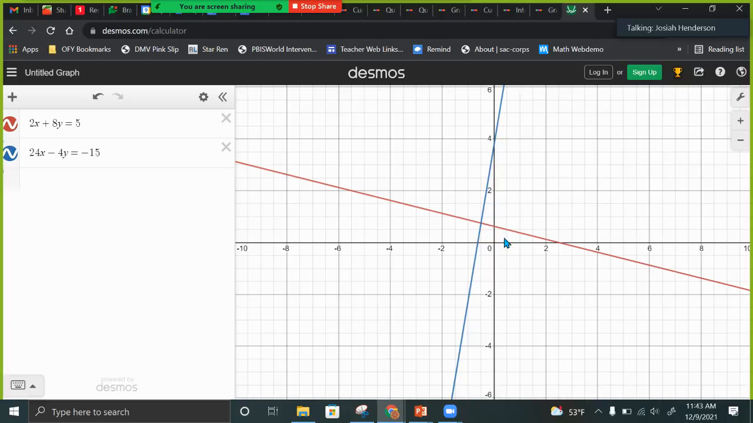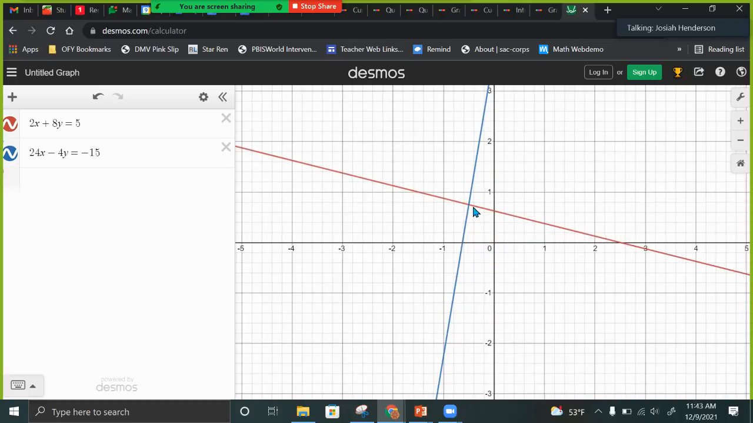The blue one is the second, and we zoom this guy in. And if you click on it, look at that. Negative 0.5, that's negative a half. Positive 0.75, which is the same thing as 3/4. If you try the division, you get 0.75.